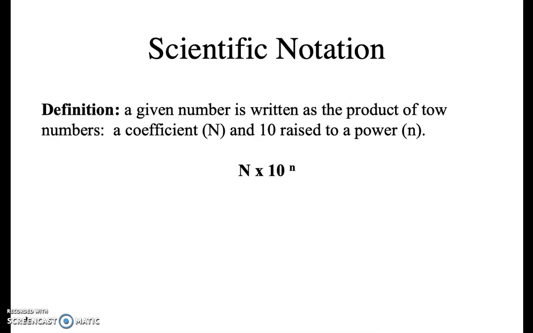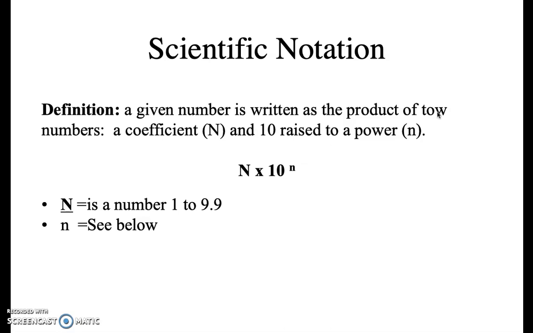Now, the definition of scientific notation is very important. It's actually N times 10 raised to the little n. There are a few other ways to abbreviate this, but this is one of the most popular ways. The definition is: a given number is written as the product of two numbers, a coefficient N and 10 raised to a power n. N is a number from 1 to 9.9. If your number is less than 1, it's too small. If the number is 10, 11, 12, and greater, it's too large. You must move the decimal over.